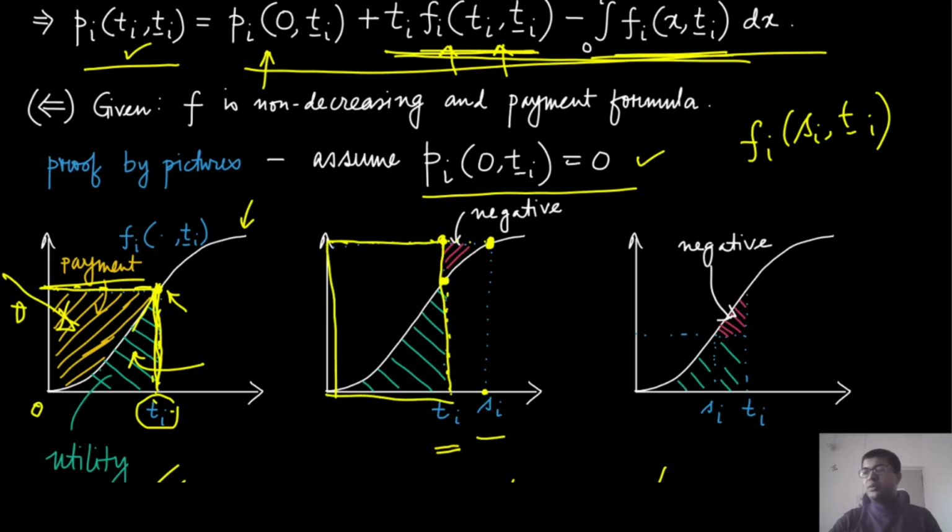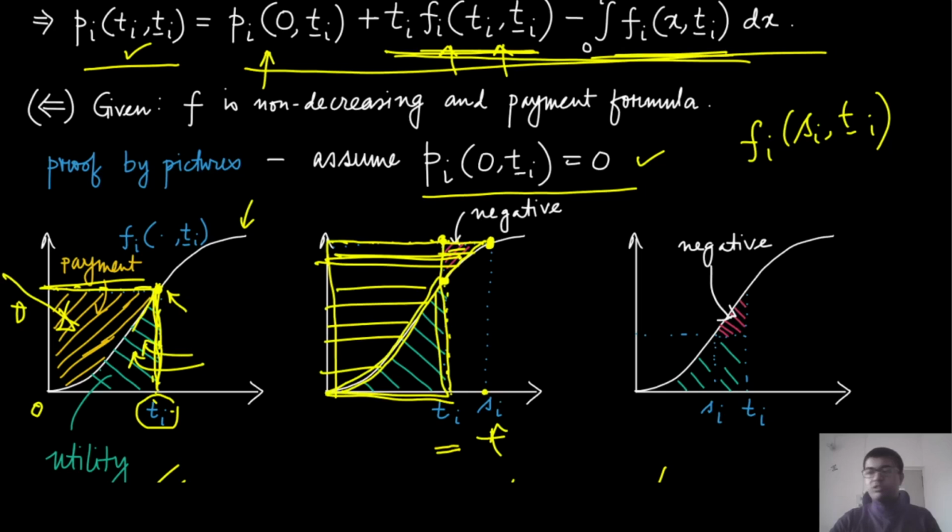Now the problem here is that it is actually extracting a payment which is even larger than that. This is the payment that will be extracted because the player has reported si. The area under this curve, subtended on the y-axis, is going to be the payment. So if you subtract that out, you have this original utility that you were getting when you were reporting truthfully, minus this red region, which is now negative. So you get less than what you were getting earlier.